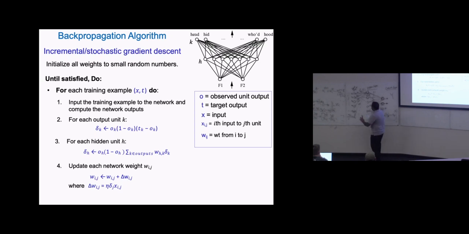You can do the same thing in the subsequent layers. Now this layer becomes your output layer, this layer becomes your hidden layer, and this layer becomes your input layer. And keep going until you hit the input layer.